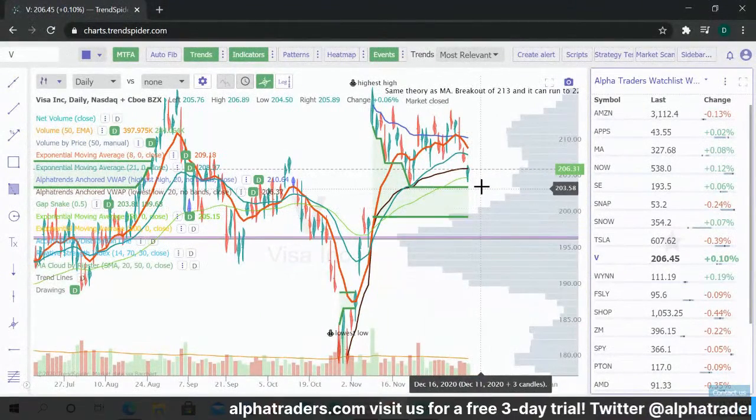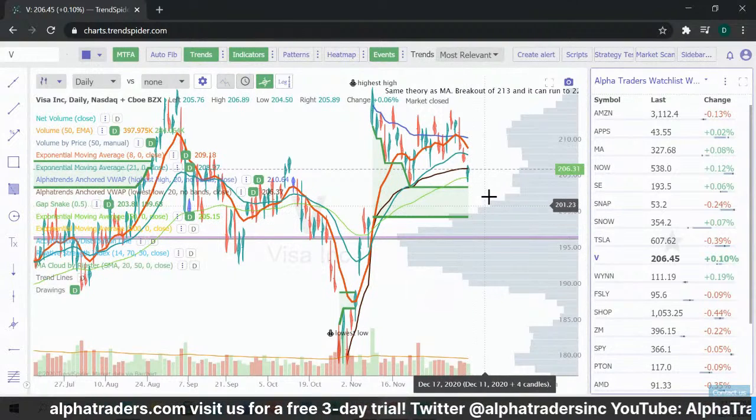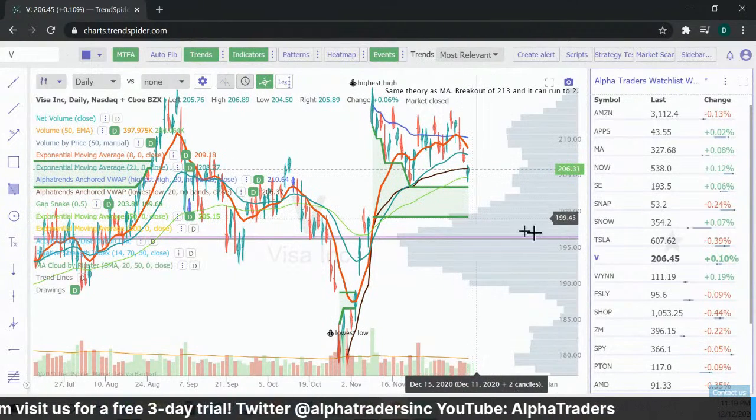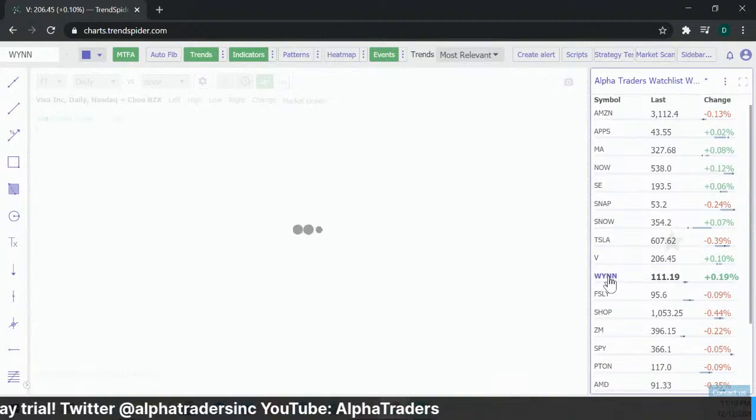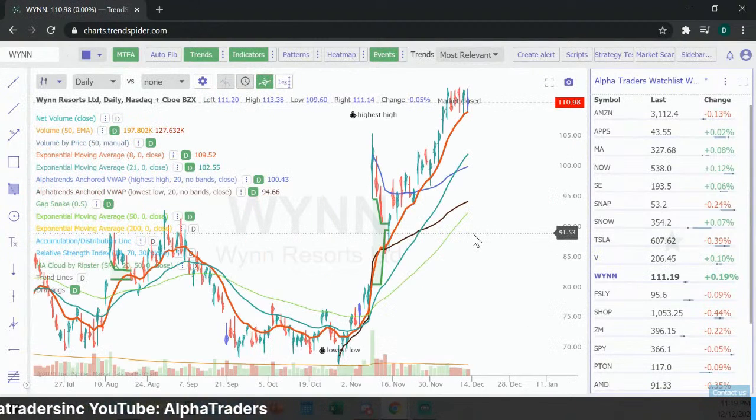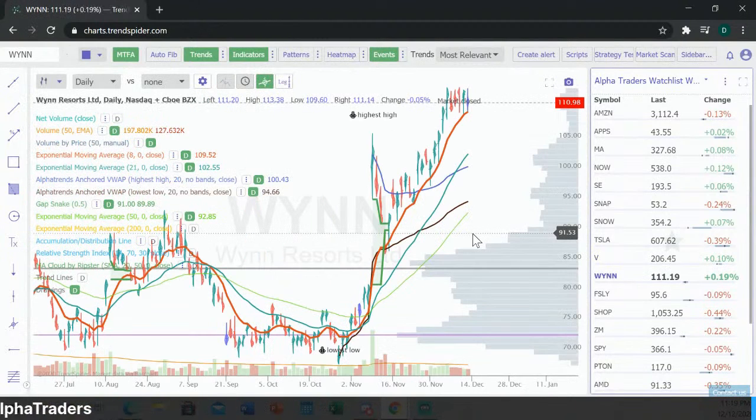I don't think it's an option play. You could maybe play some LEAPS, but I don't know how much you're going to get. I think 200 is a great place for IRAs, though. Wynn is one of the best of the hotels to own in terms of just stock volatility and movement.